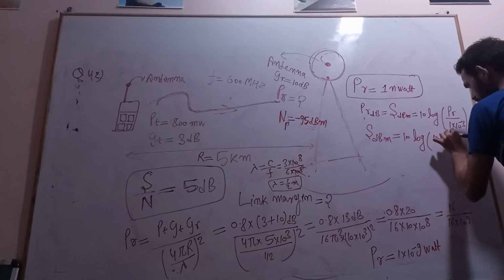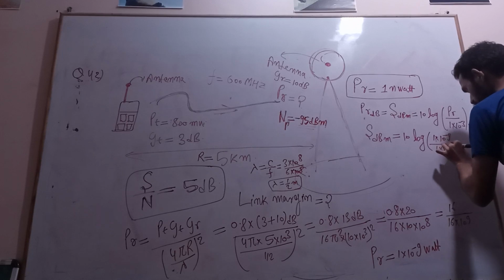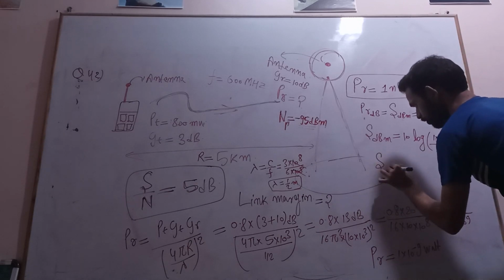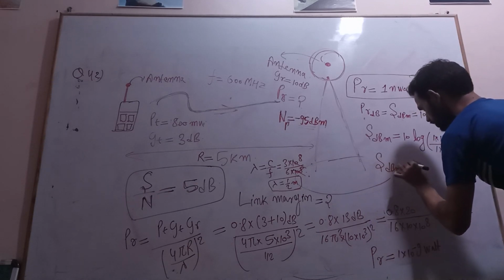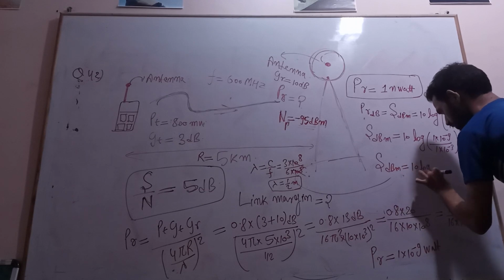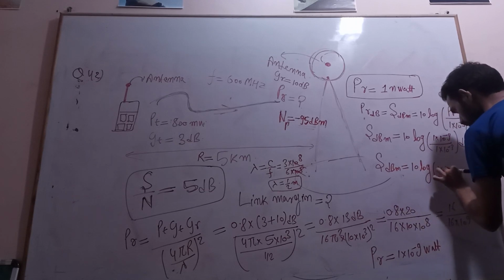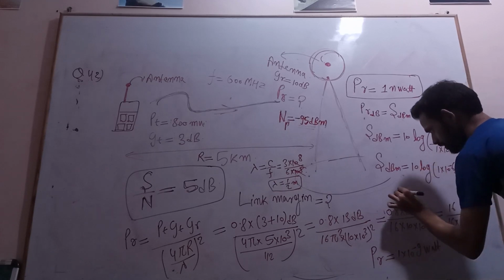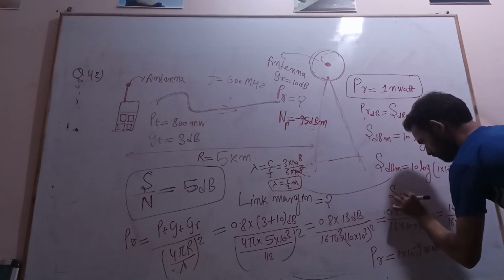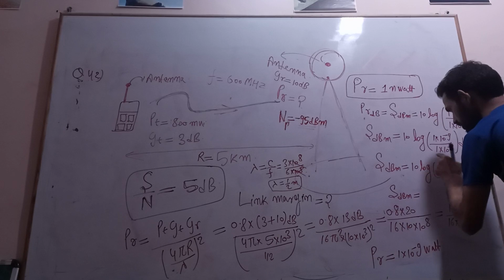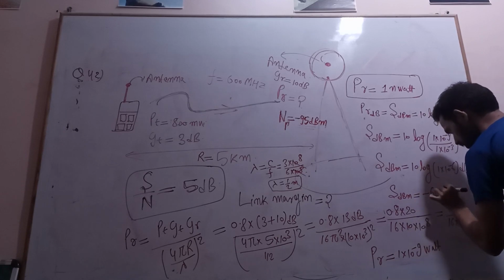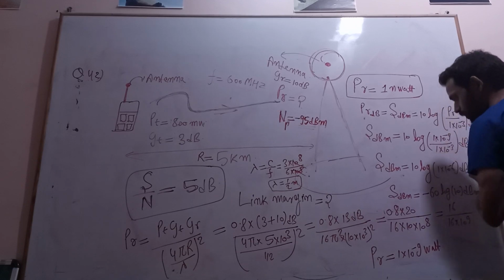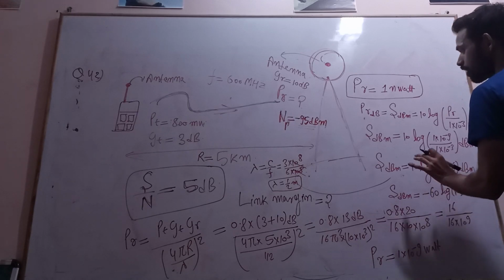1 into 10 to the power minus 9 divided by 1 into 10 to the power minus 3 dBm. Yes, dBm. So this is signal power. Signal power in dBm is equal to 10 log 10 to the power 1 into 10 to the power minus 6 dBm. So this is signal power in dBm. If you see this, it is minus 60, minus 60 into log 10 dBm.